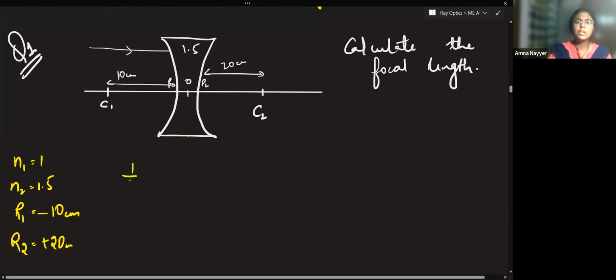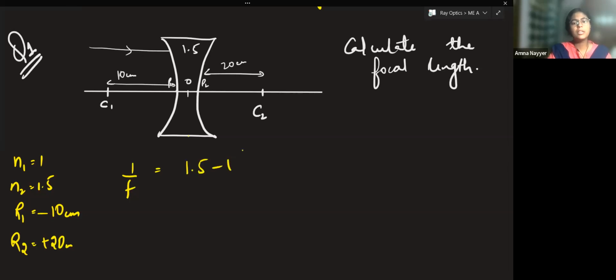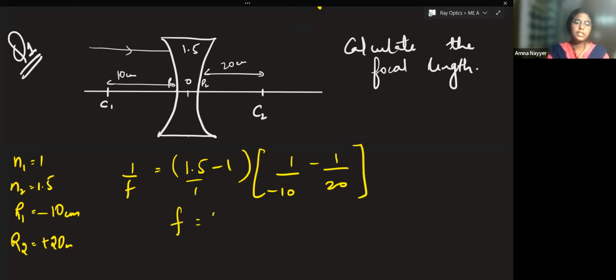So put it in the formula. 1 by f will be equal to 1.5 minus 1, because divided by 1 is 1.5 only, into 1 by minus 10 minus 1 by 20. Solve it, see whatever you're getting, that will be the answer. Quickly write it down, one more formula, one more numerical will do.